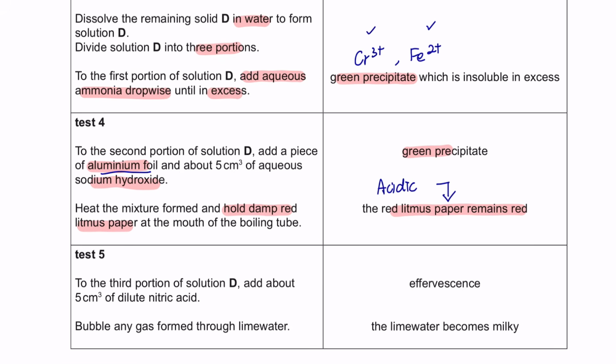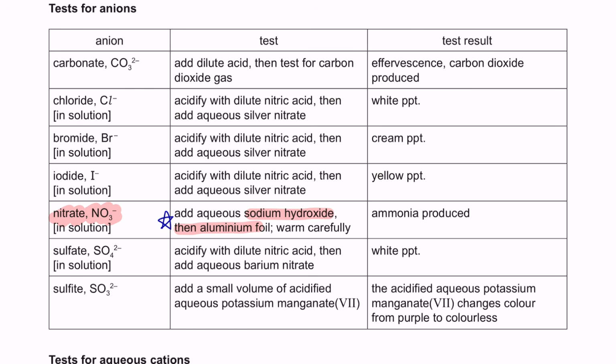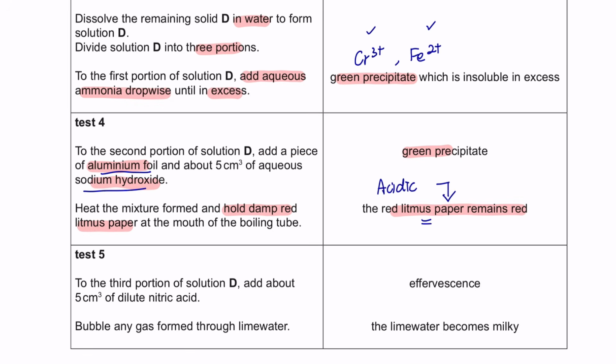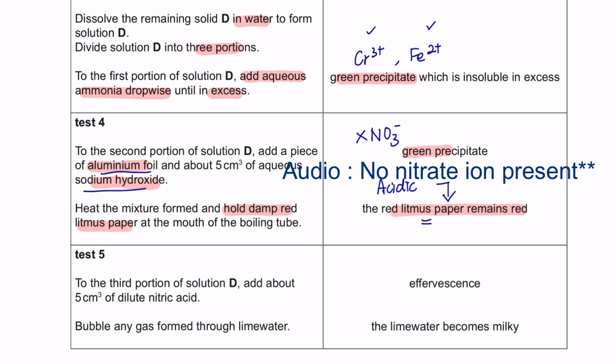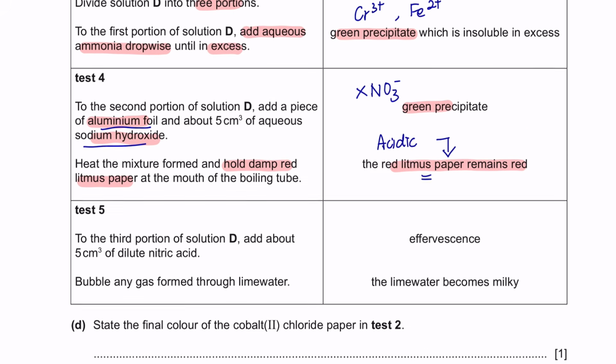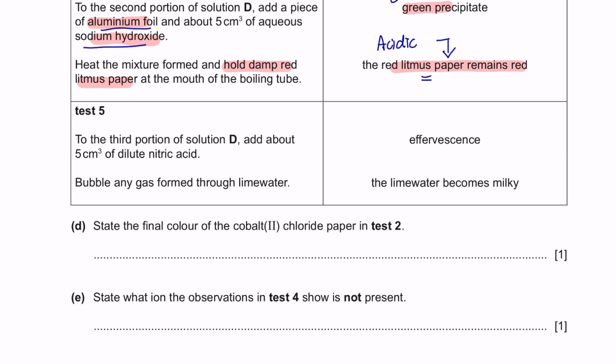Adding a piece of aluminium and sodium hydroxide is to test the presence of nitrate. If there is nitrate, ammonia would be produced, which is an alkaline gas. And over here, since the litmus paper stays red, this tells us that there is no ammonia present in this solution. Next, test 5. To the third portion of solution D, add about 5 cm³ of dilute nitric acid.